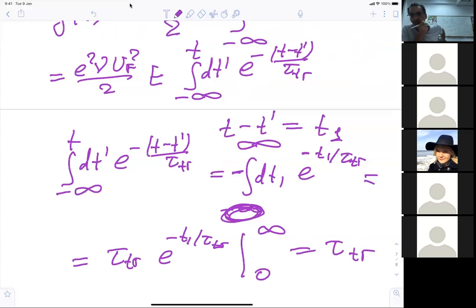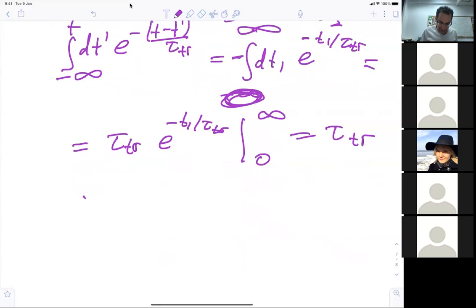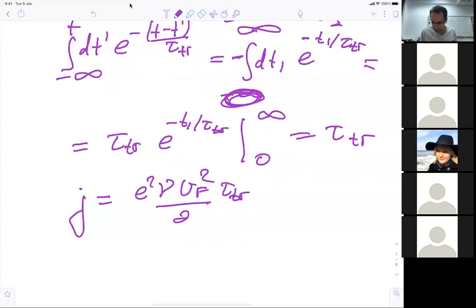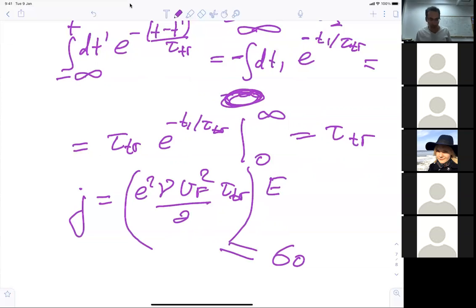Yes, okay. So therefore, in the DC limit, I'm recovering the familiar result that the current is equal to E square nu V Fermi square over 2 tau transport times the electric field. And all these things we called electric conductivity at frequency going to 0. So it's the same equation.